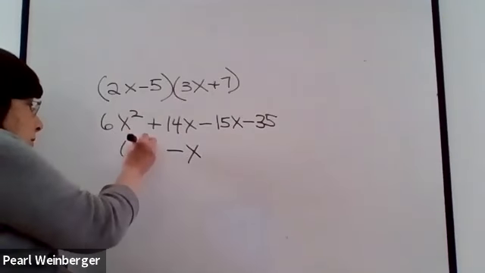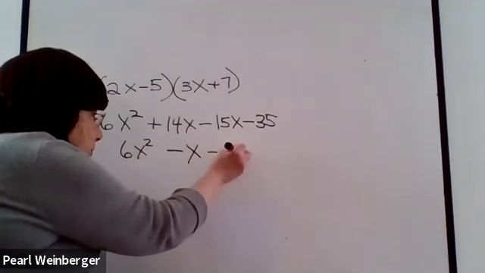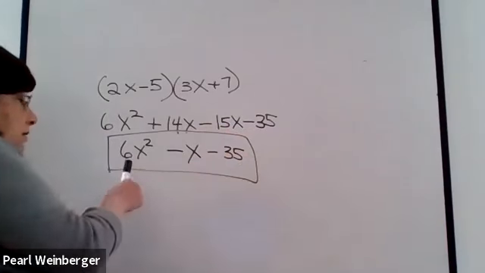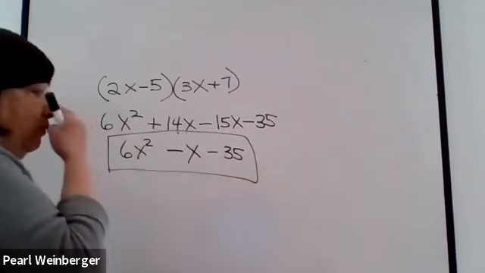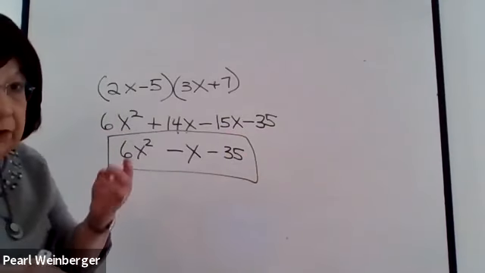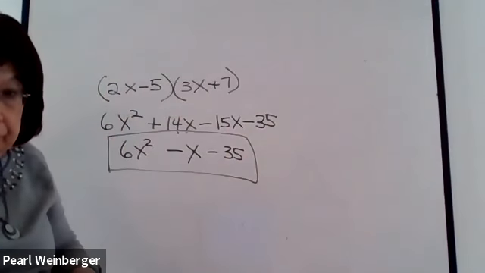The 6x squared I leave alone. The -35 I leave alone. And my final answer comes out to be 6x squared minus x minus 35. It turns out that we got a trinomial, 3 terms, out of multiplying the two binomials.